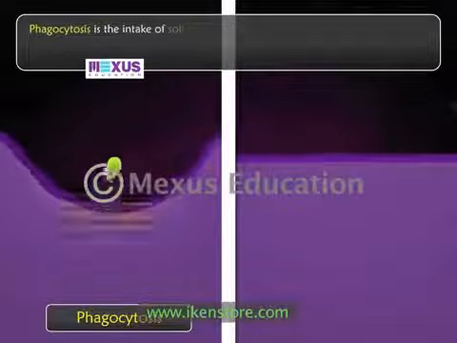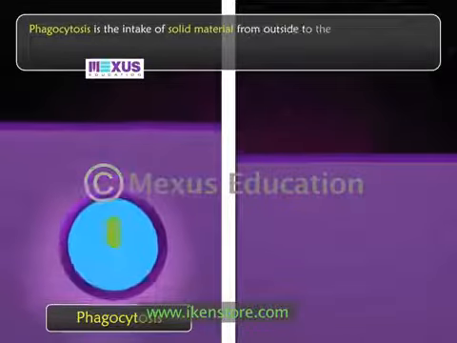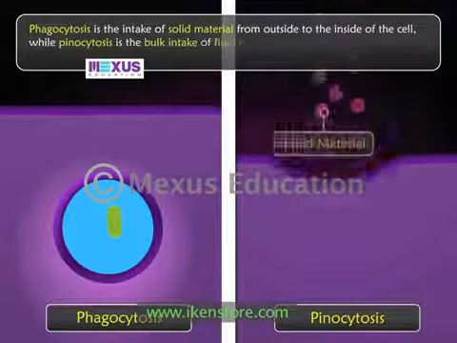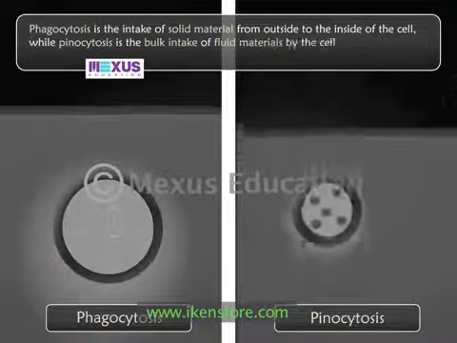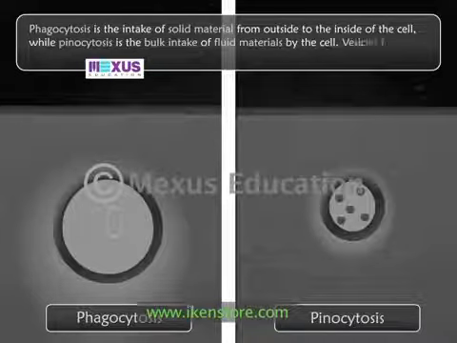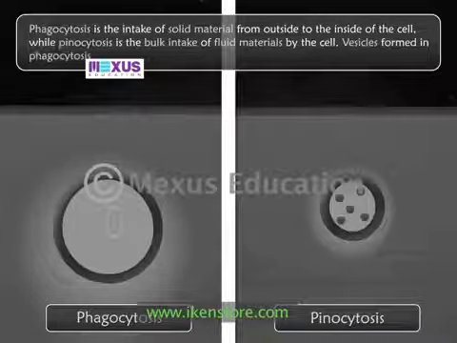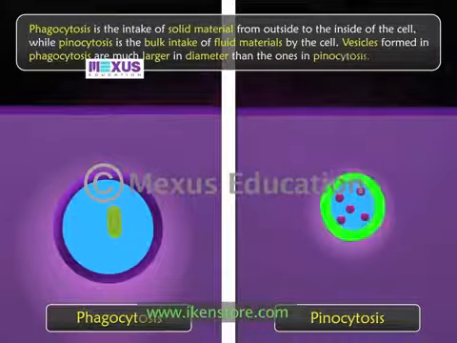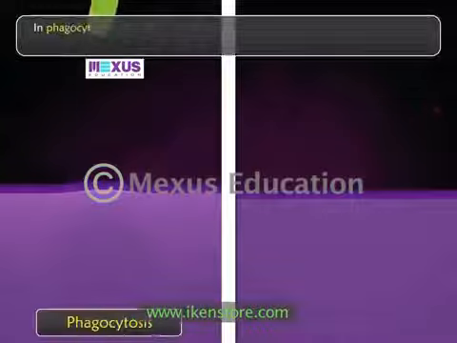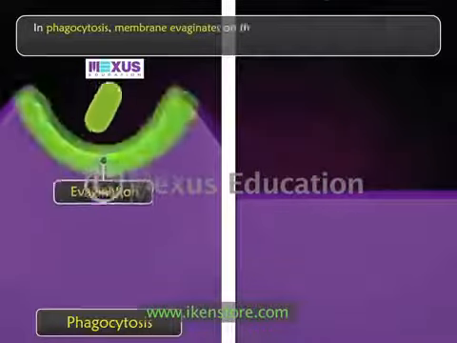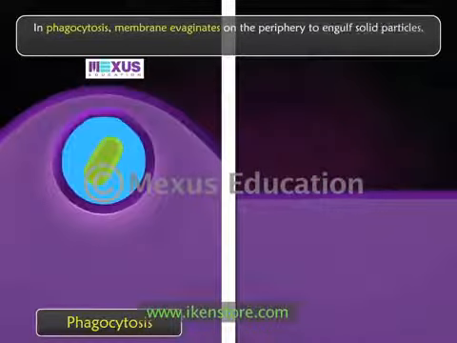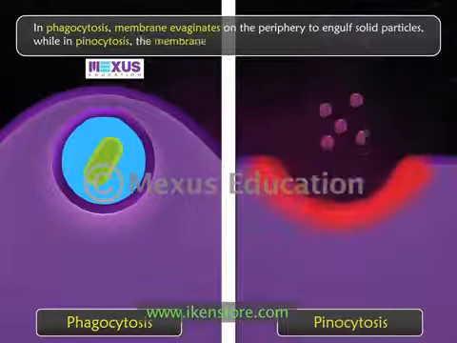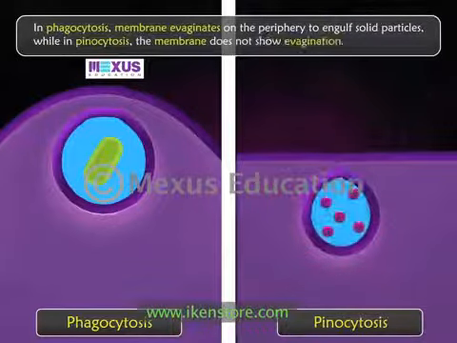Phagocytosis is the intake of solid material from outside to the inside of the cell, while pinocytosis is the bulk intake of fluid materials by the cell. Vesicles formed in phagocytosis are much larger in diameter than the ones in pinocytosis. In phagocytosis, membrane evaginates in the periphery to engulf solid particles, while in pinocytosis, the membrane does not show evagination.